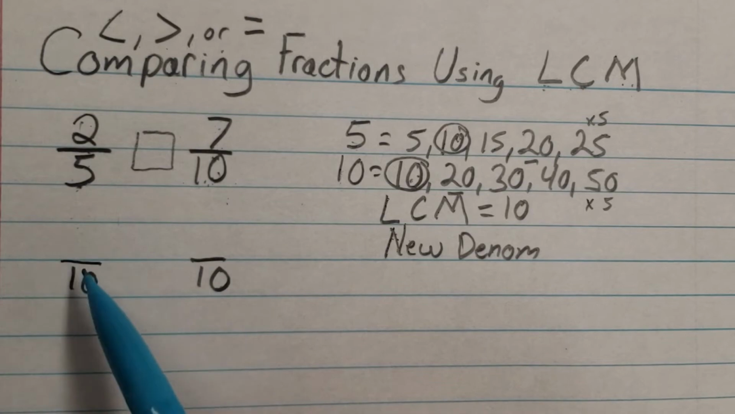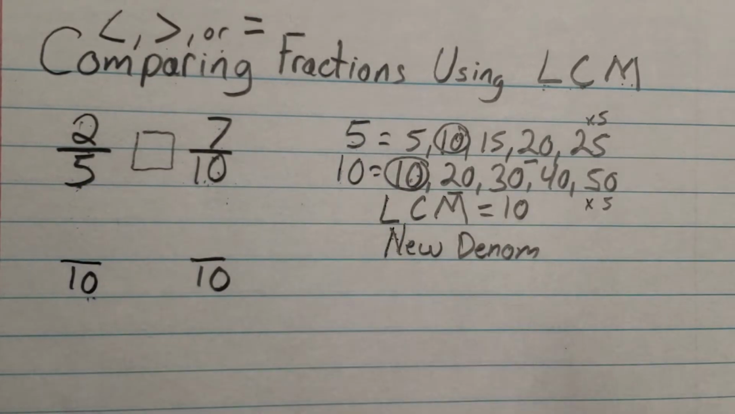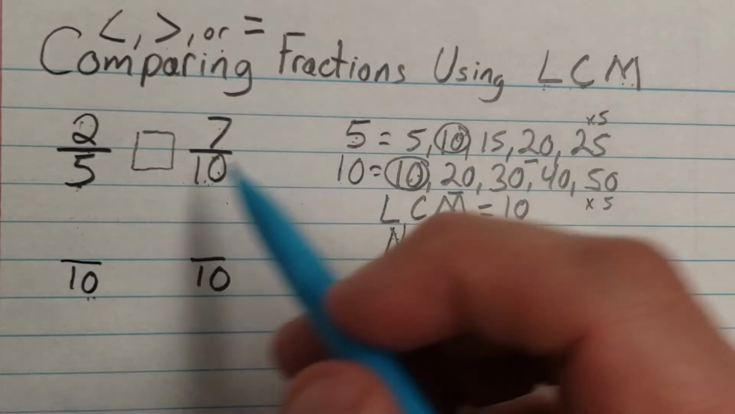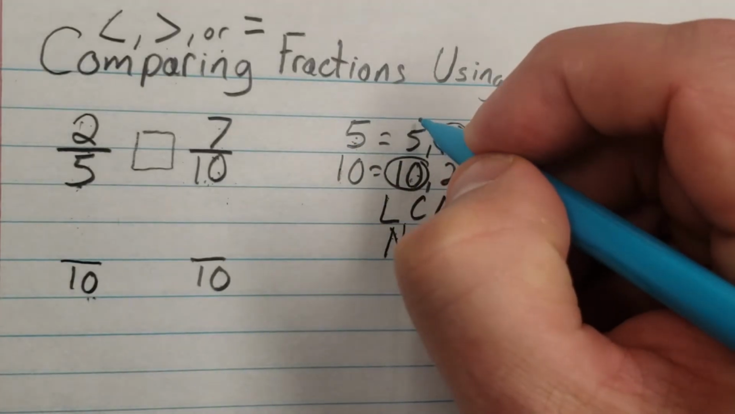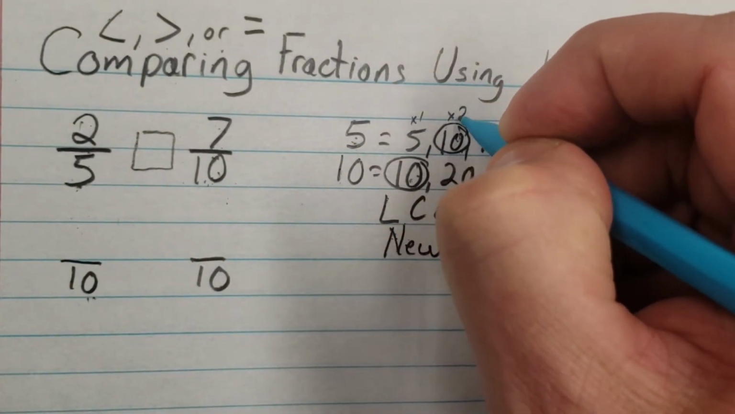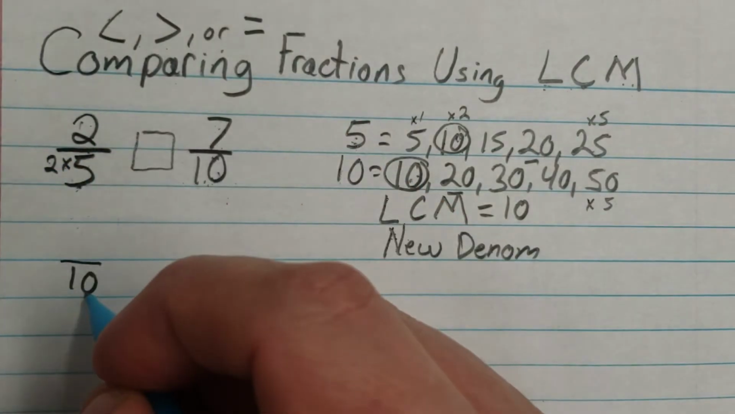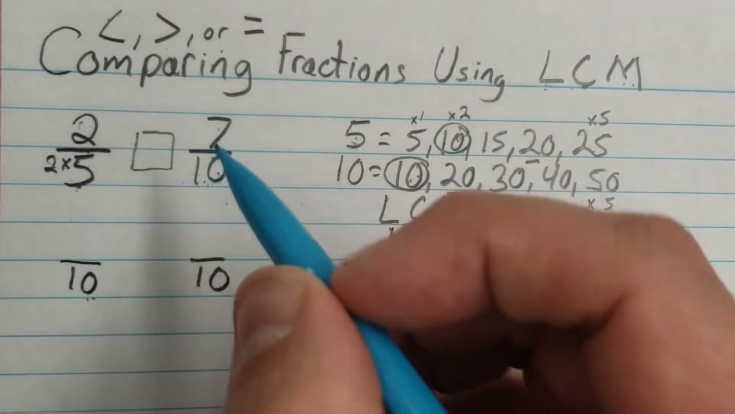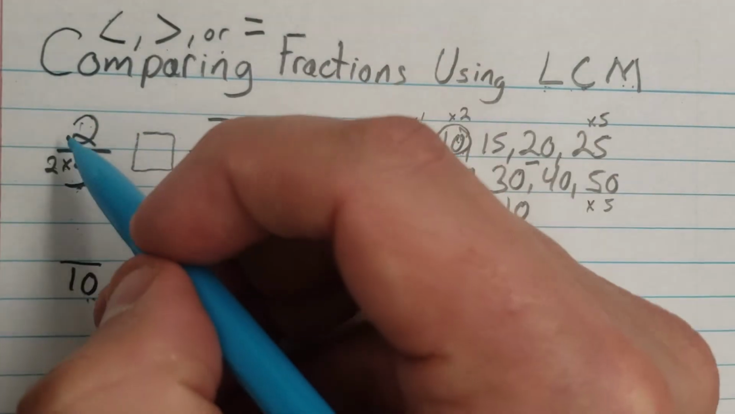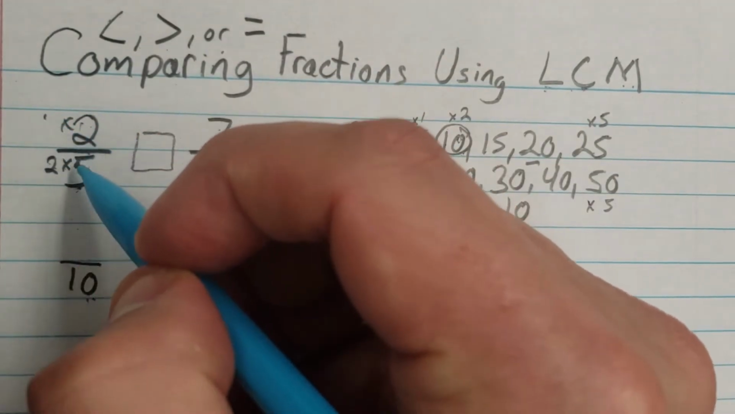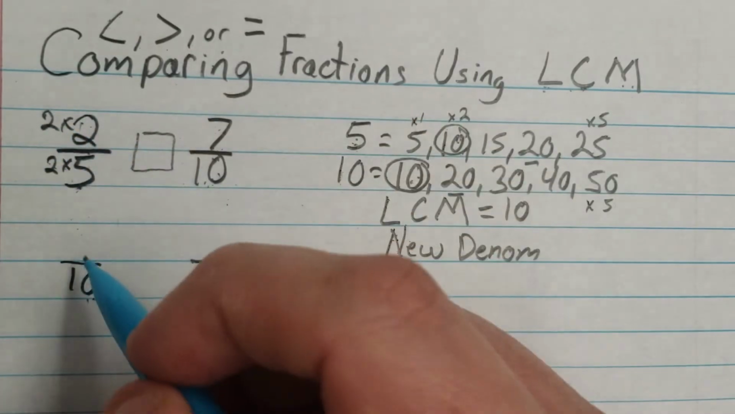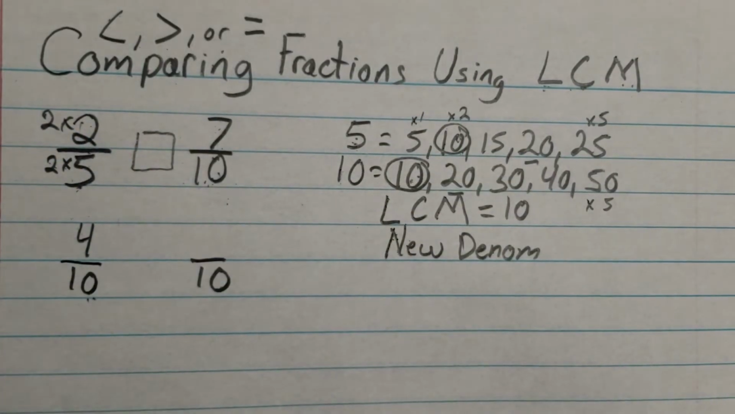In order to find how we got our new fractions, we just need to look at our LCM. How did 5 get the 10? Not times 1, but times 2. So if you multiply the bottom number times 2, you get 10. Whatever you do to the bottom, do the same thing to the top. 5 times 2 is 10, and 2 times 2 gives us 4.